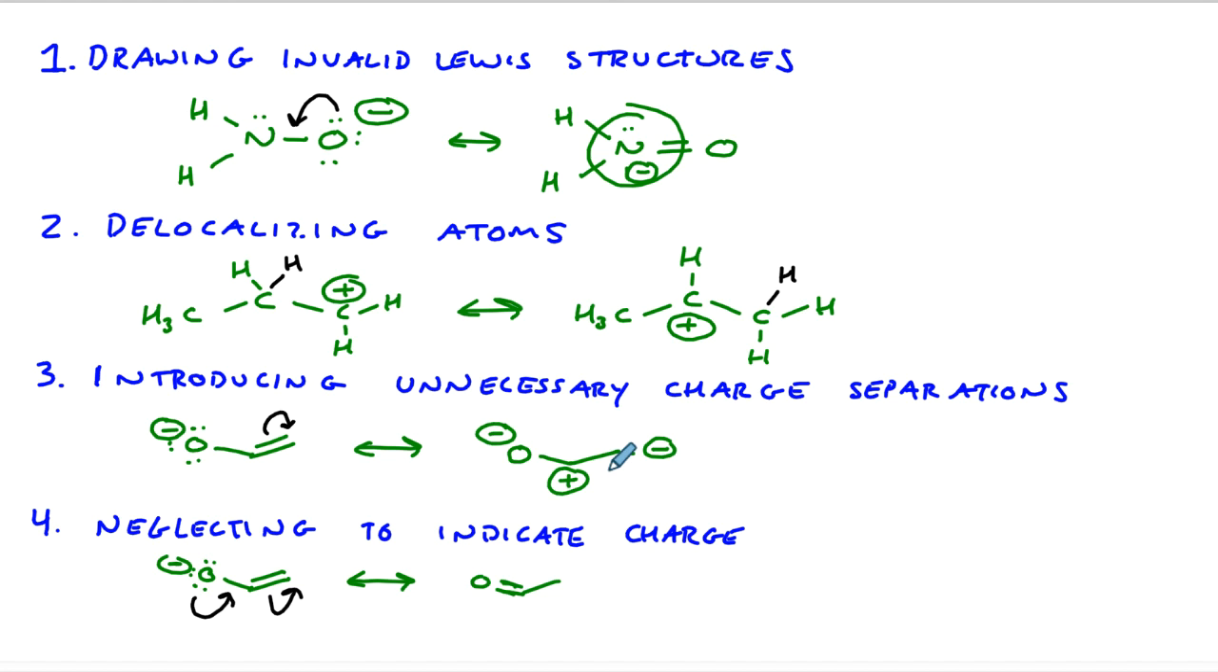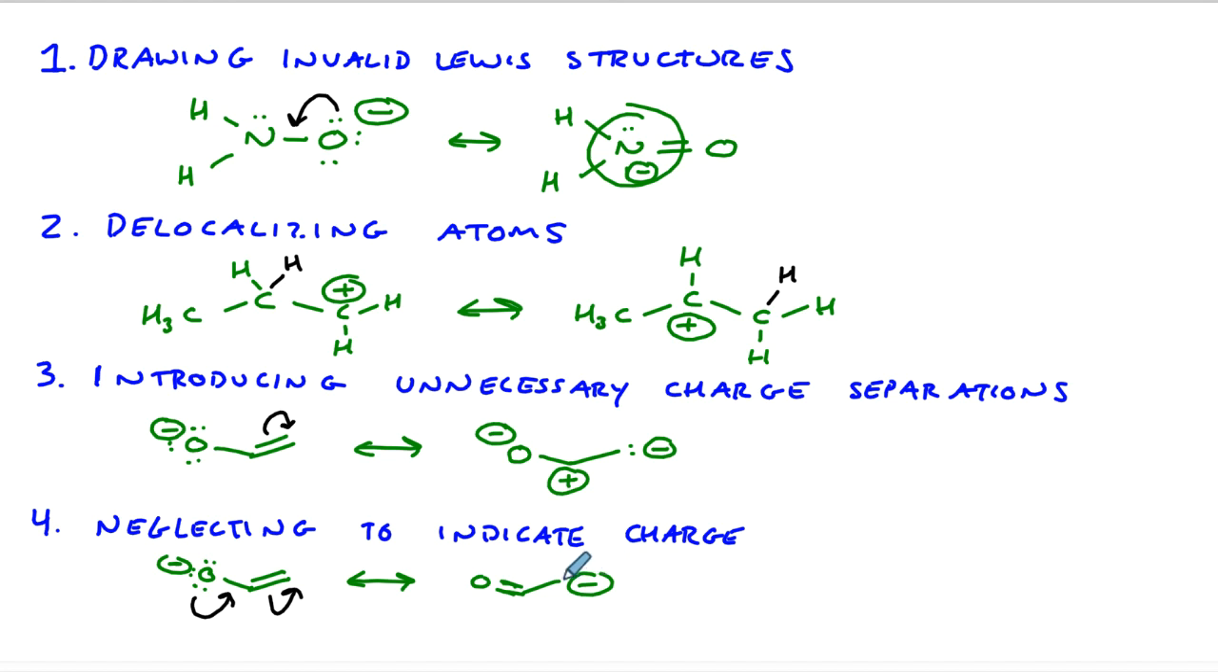And then finally, this is less of a conceptual issue and just a note-keeping, bookkeeping, accounting type of issue. It's neglecting to indicate charge, particularly when we're dealing with resonance structures that are line angle forms. So for example, starting with that same compound, if we draw a resonance structure that's completely valid to show these arrows going here, but we stop here without indicating that there's a negative charge on that side, it wouldn't be correct.